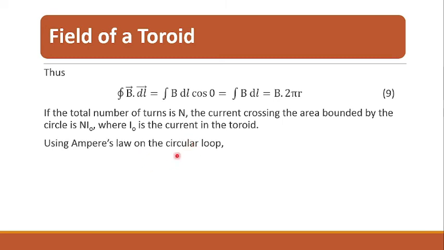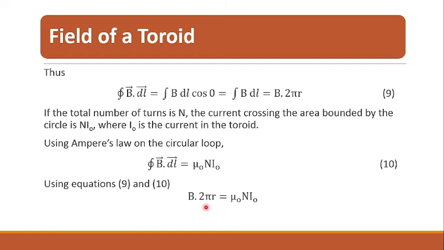And using Ampere's law on the circular loop, integral of B vector dot dl vector is equal to mu 0 N I0. Using equations 9 and 10, we get B times 2 pi r is equal to mu 0 N I0, and therefore B is equal to mu 0 N I0 upon 2 pi r.